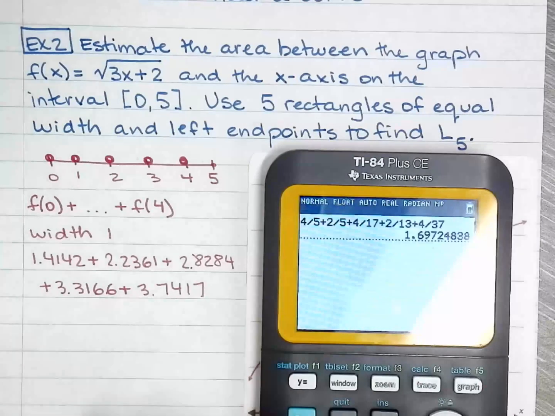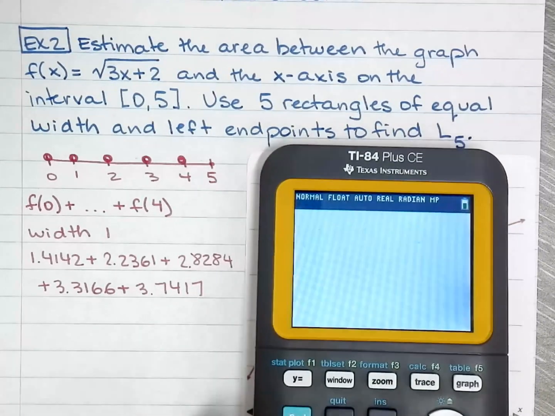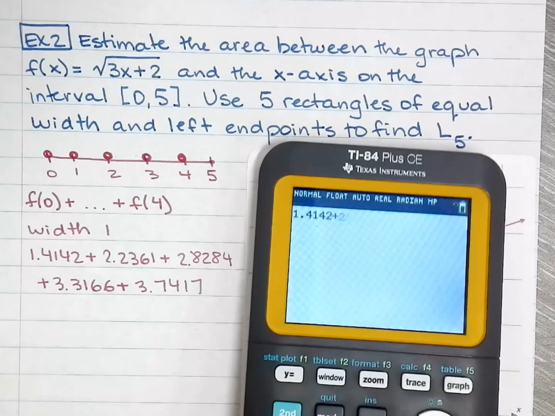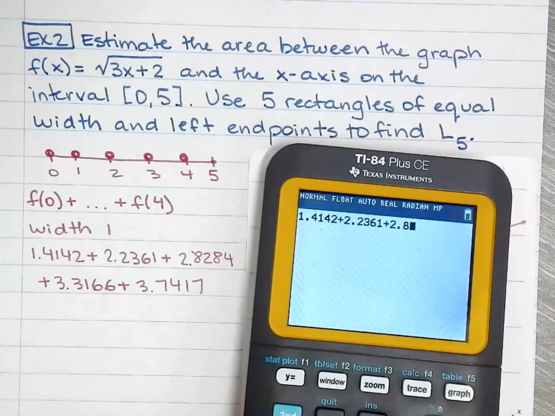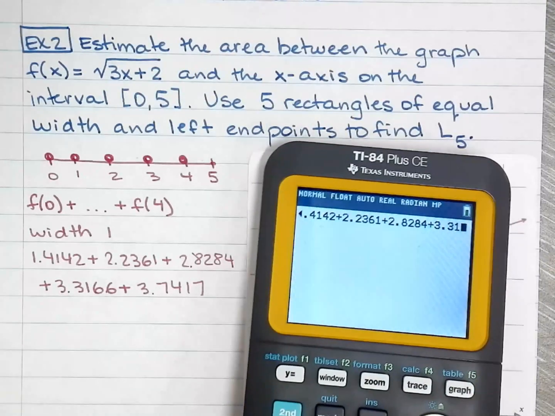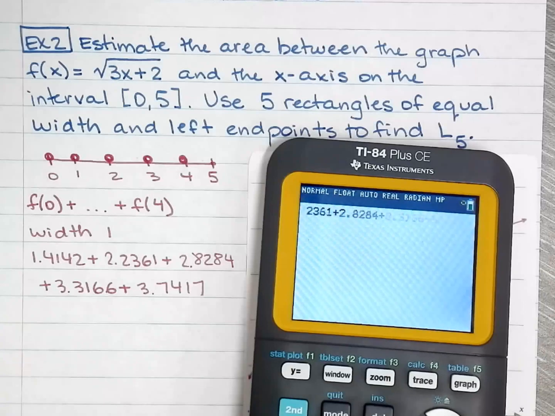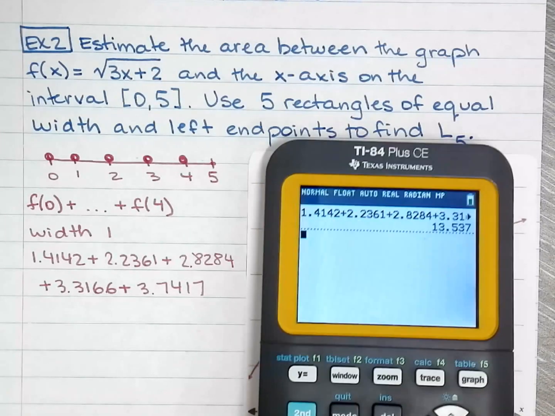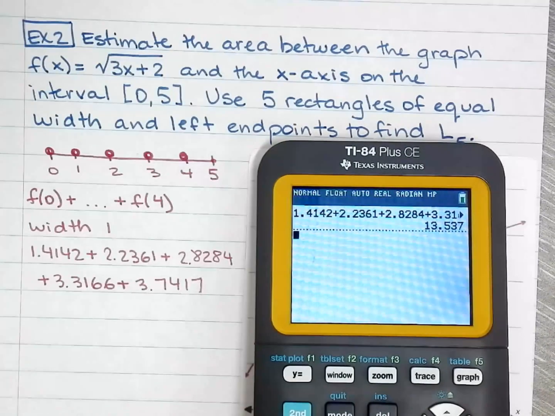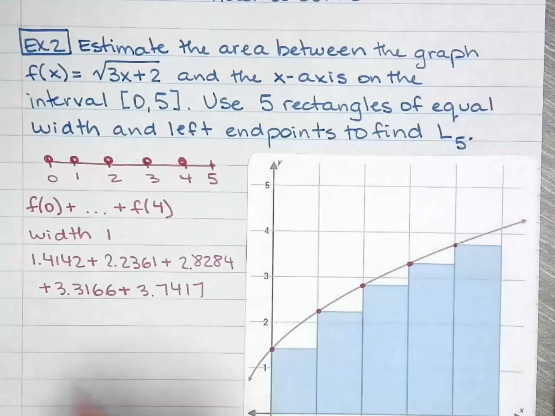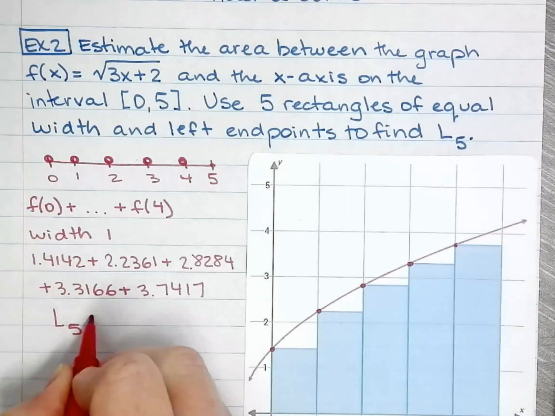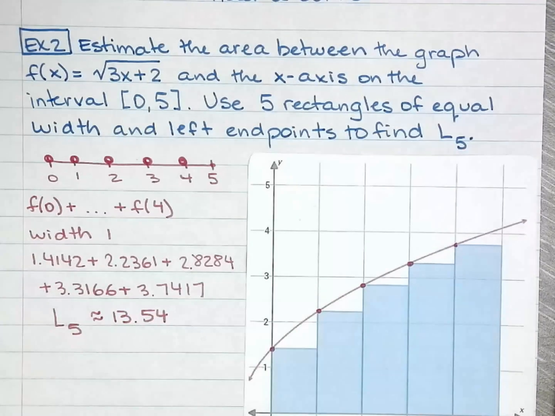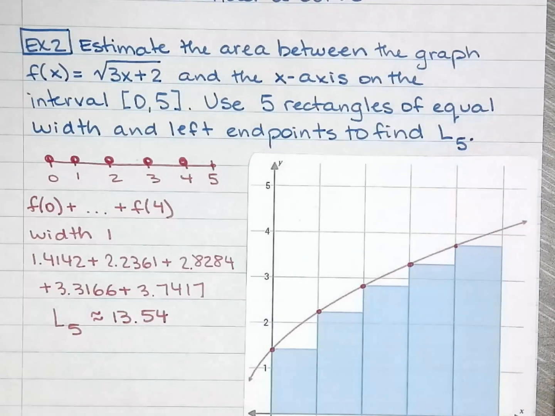So now we need to add them all up. And in this one, we have 13.54 if we're going to round to 2 decimal places. So L5 will be approximately 13.54. That's all I got for you.